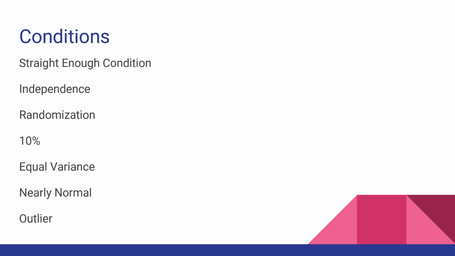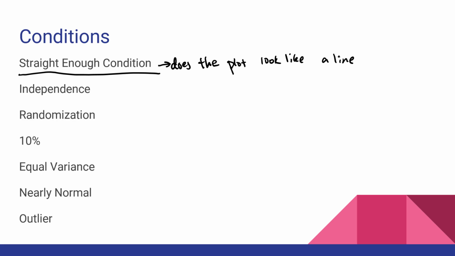So here are our conditions to do inference on linear regression and scatter plots. First, this is a new one: we have our straight enough condition. Does the plot look like a line? This one you can just eyeball and say, yeah, the graph is straight enough. These three are the same. One point should be independent of another, so one person's waist size and percentage body fat should not affect the waist size and body fat percentage of another. You have to have a random sample, or at least a representative one, and then you have to sample under 10% of the population. Those we have gone over quite some times.